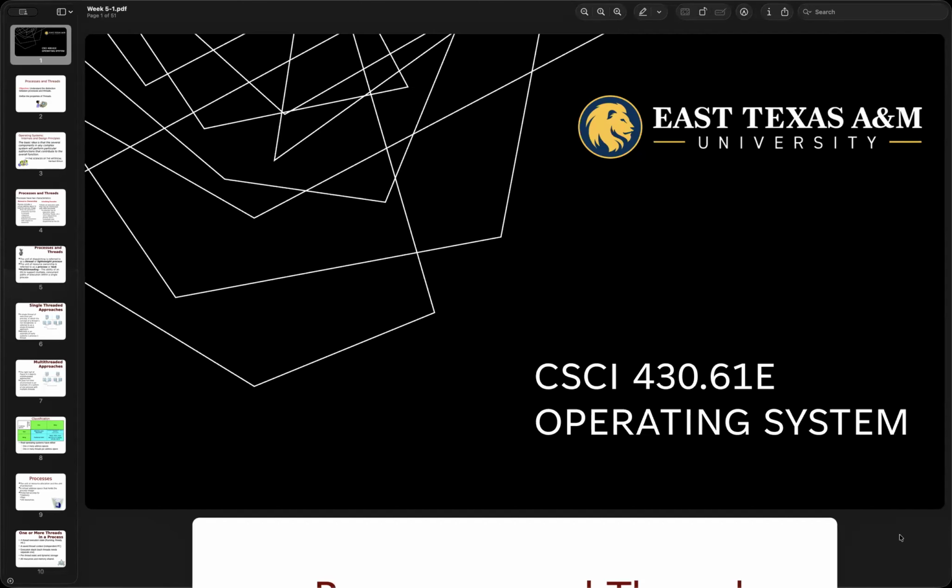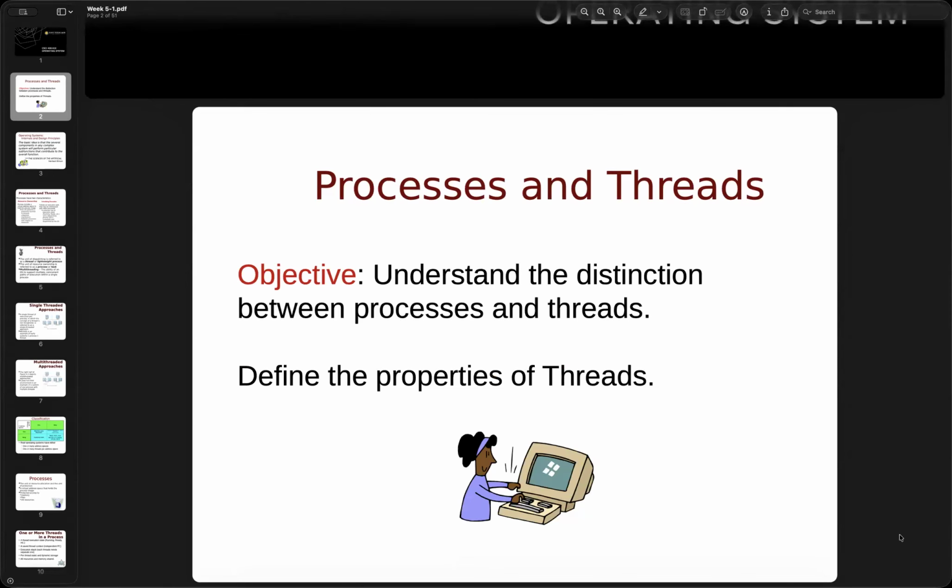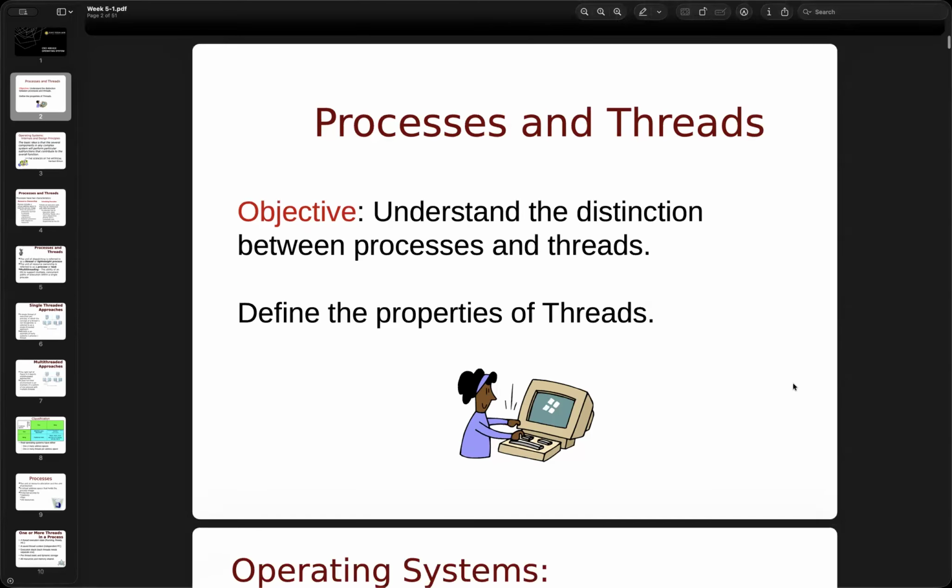And for today's chapters, we are going to move on to new topics and talk more deeply about processes and threads. What is the distinction between a process and a thread, since we have heard a lot about threads? What is the relationship between them, and what are the properties of threads? So here is what we are going to cover for today's lecture.